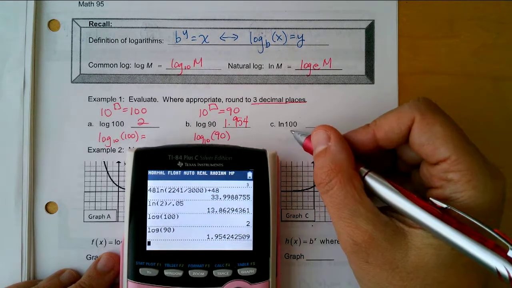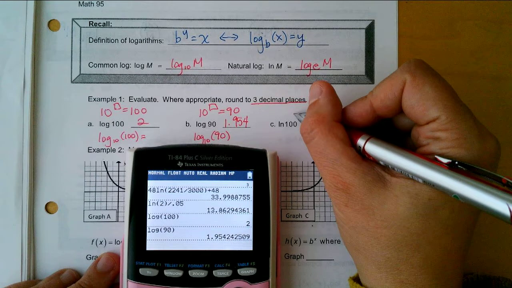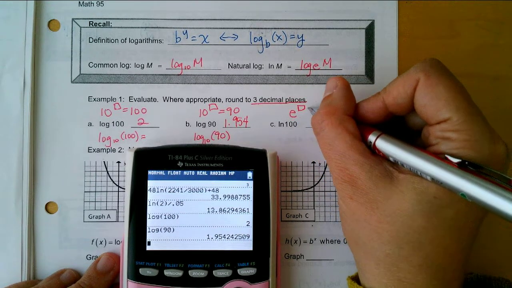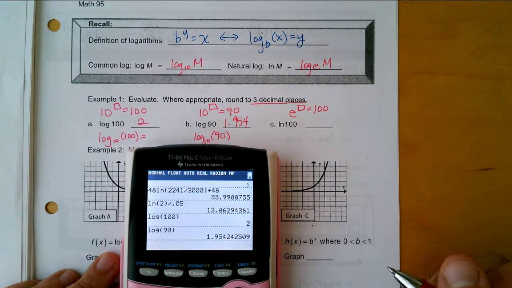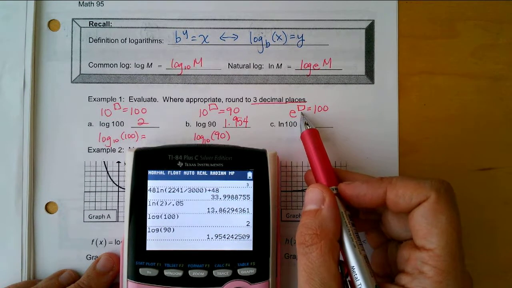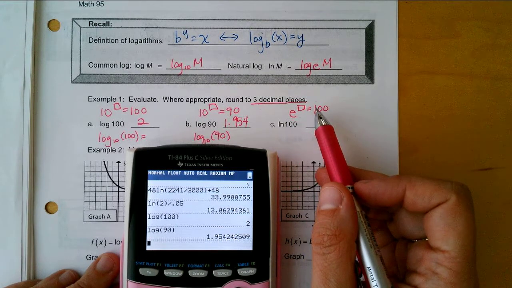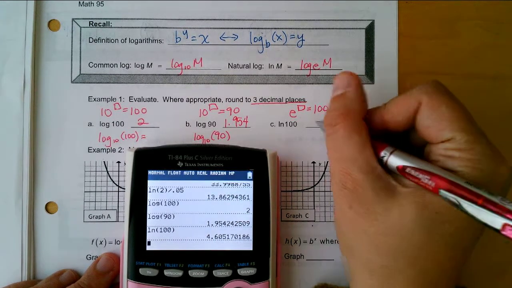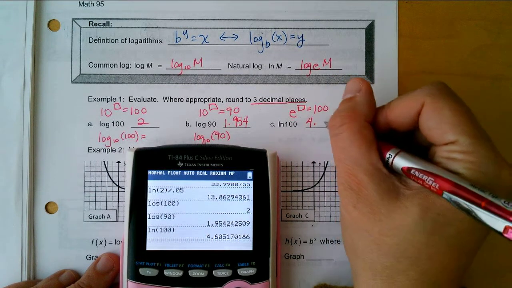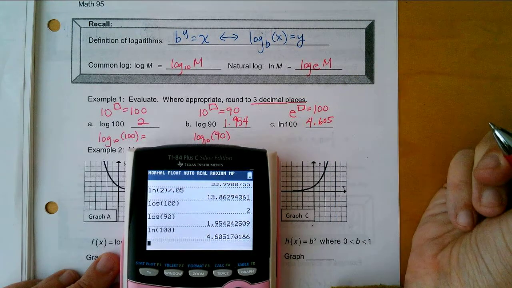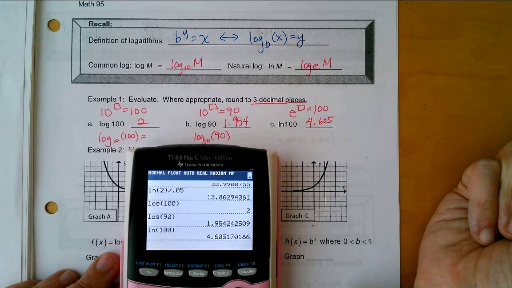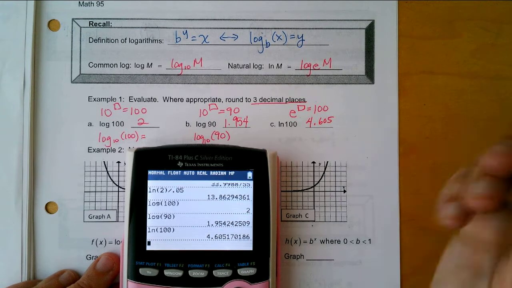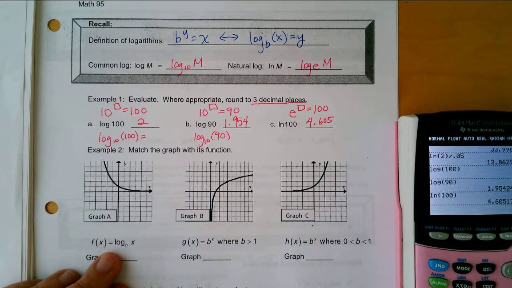And then ln of 100 means e to the what power equals 100. And again, that's not going to be a very nice, clean whole number because e, remember, we talked about as being irrational. So if we just type in ln of 100 on our calculator, we would get 4.605. And would we round the 5 up or keep it the same? Keep it the same. Very good. Okay, so this is the exponent.